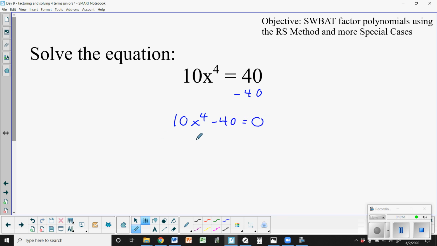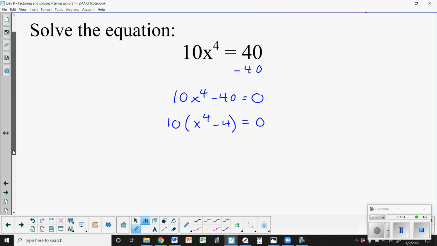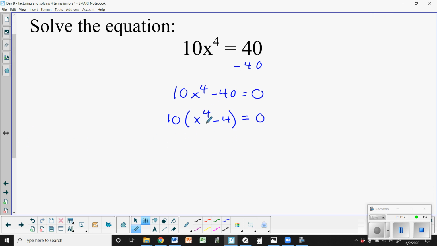So what do we have to do? Can we simple factor first, right? We're always thinking, can we simple factor? Oh yeah, we can divide both sides by 10. I'm sorry, not both sides. We can divide the problem by 10. So notice that we have x to the fourth minus 4 equals 0. And then our next question is, do we have a difference of squares here?